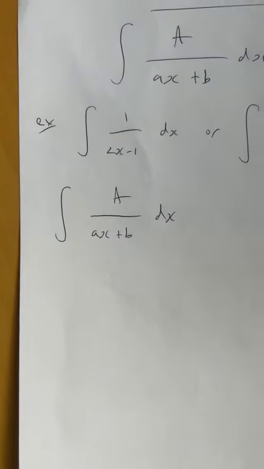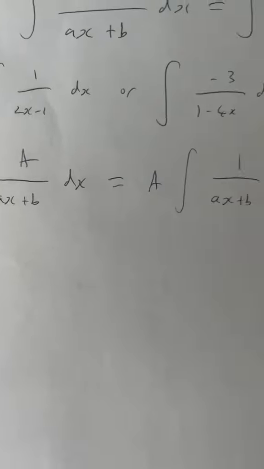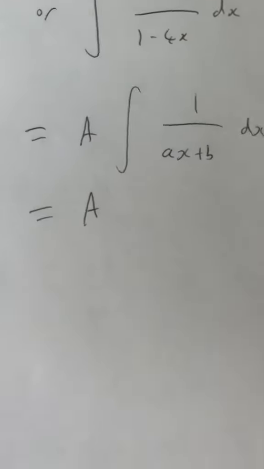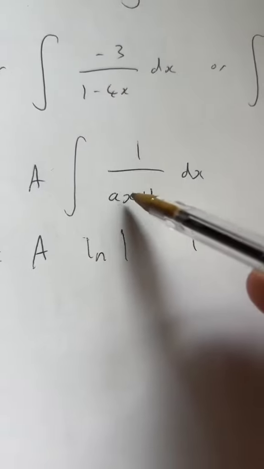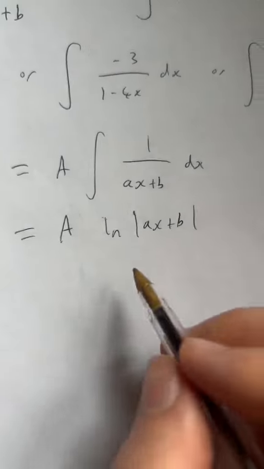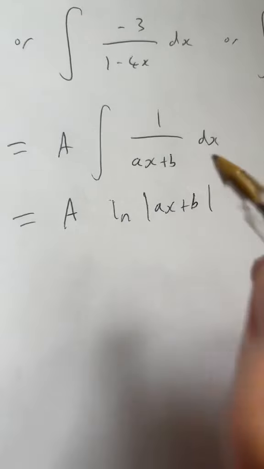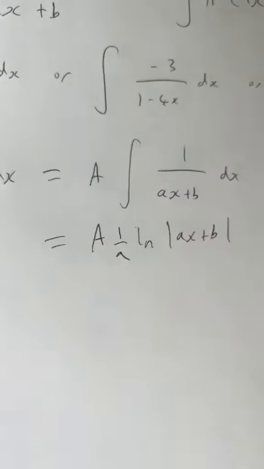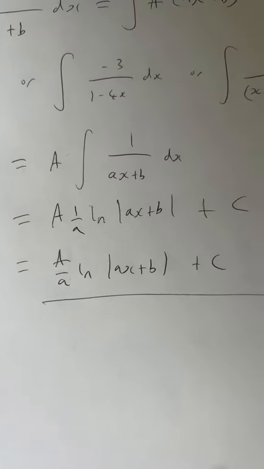If you want to know a shortcut way of dealing with anything that looks like this, I'd start by bringing the a on the outside. You copy the a again. Now leave a bit of space here and write ln, modulus signs, and then whatever this denominator is, with the 1 on the top. So ax plus b, and then you divide by the derivative of this thing here, which would be a, so 1 over a. And obviously, because you have no limits here, I should really put a plus c there. And so that's your final answer.